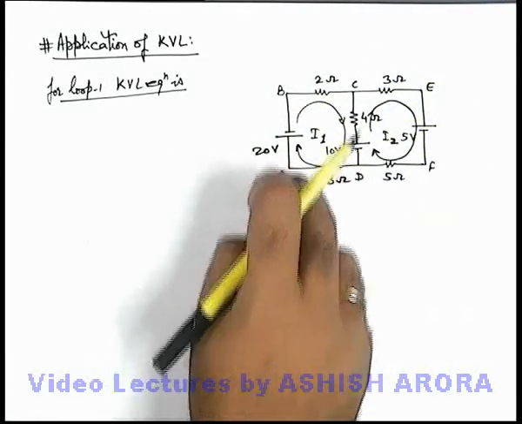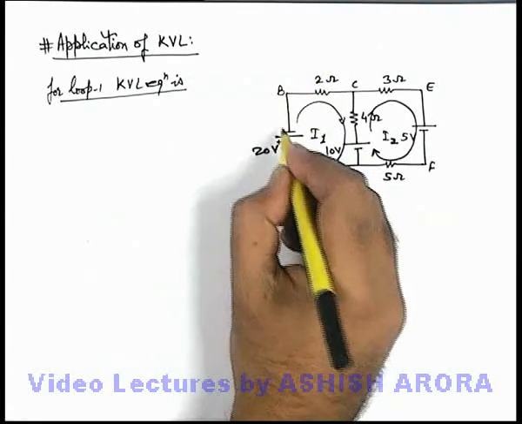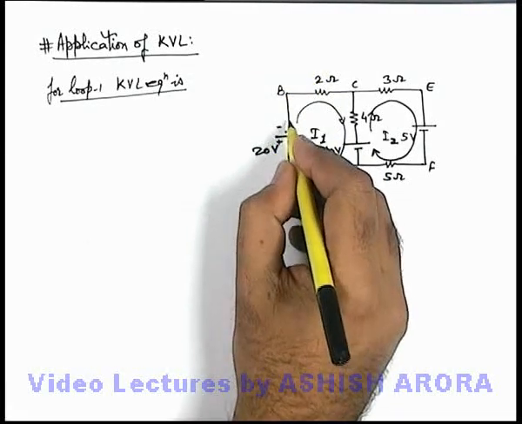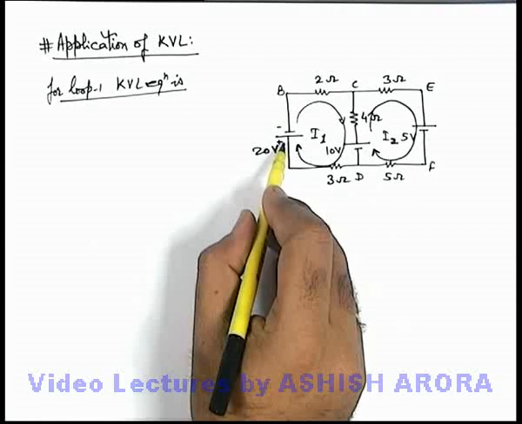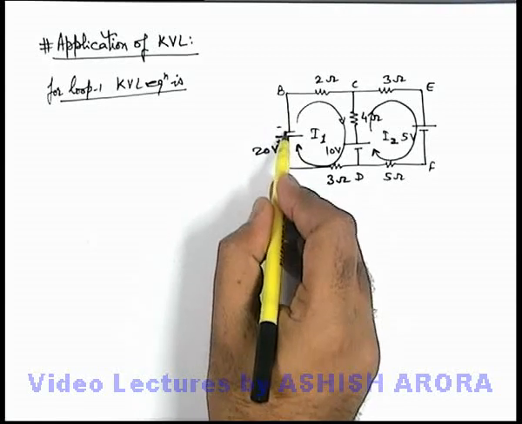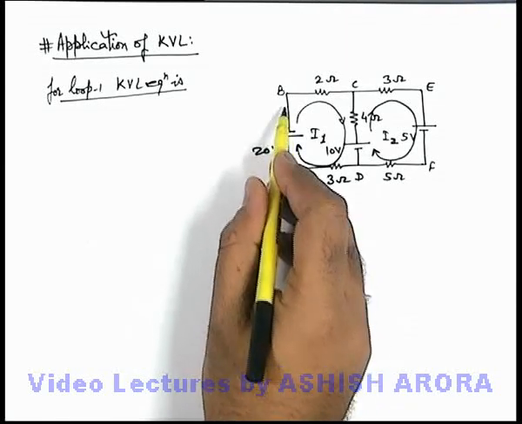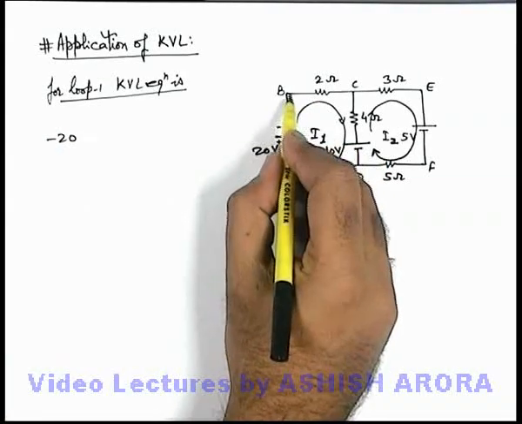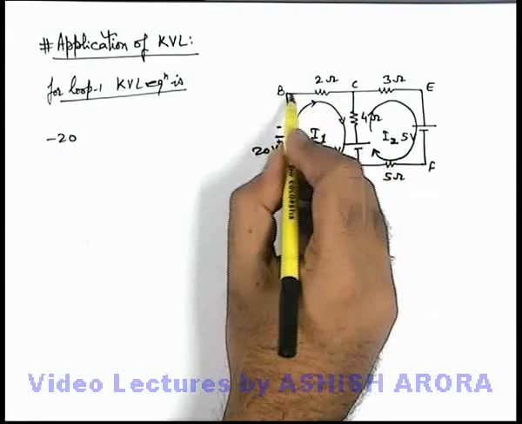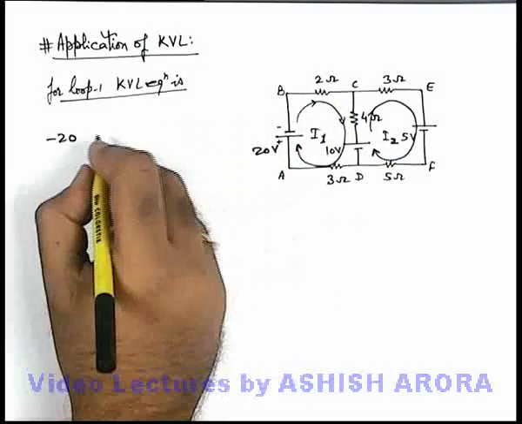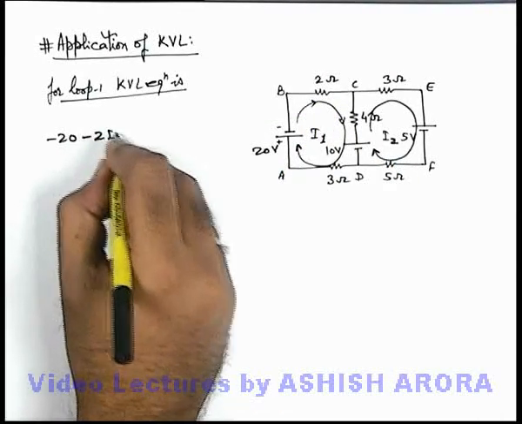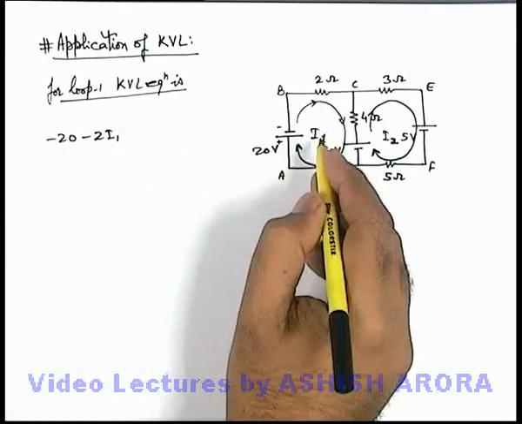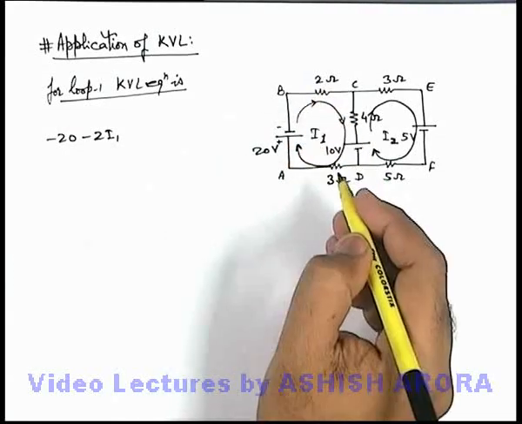Then from point A, if you move to point B, you can see whether there is a potential gain or potential drop. Here you can see that point B is connected to the negative side of the battery, so there will be a potential drop, so it will be minus 20. If you move from B to C, you are moving along with current, so there will again be a drop of minus 2I1 because the drop across the resistance is the product of current and resistance.